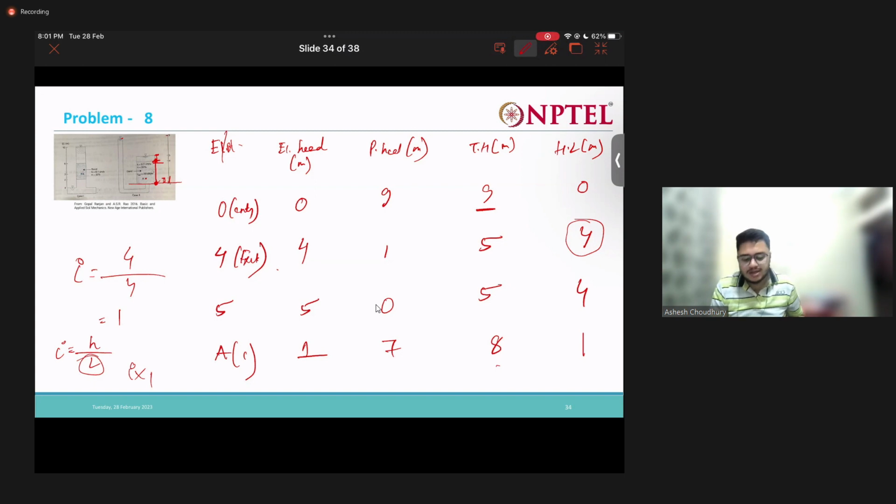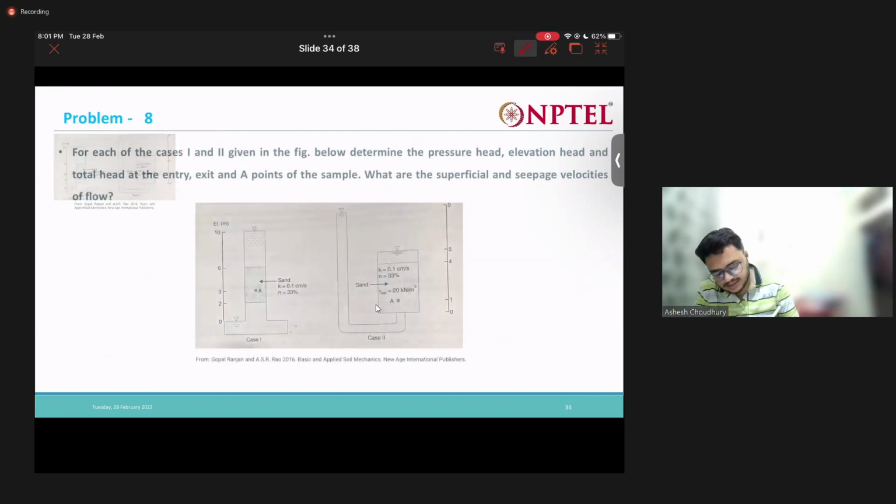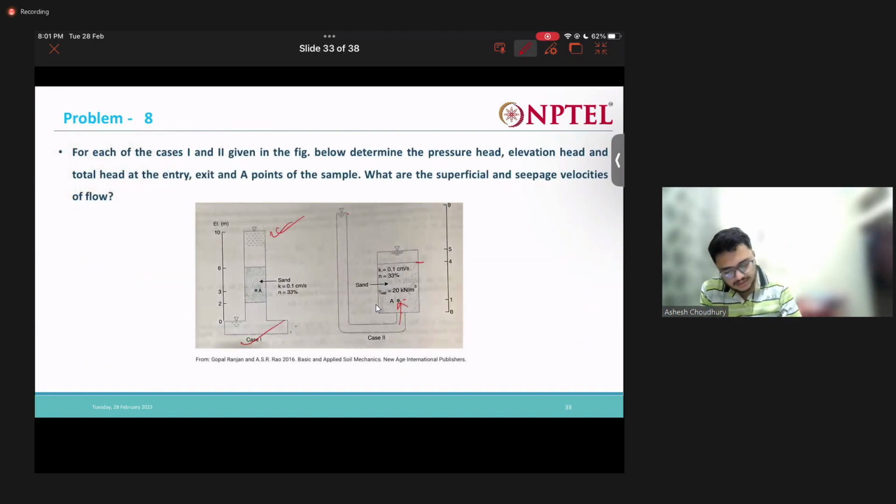So that's how we back calculate the pressure head at a point. From the hydraulic gradient, we get the head loss. From the head loss, we get the total head. From the total head, we get the pressure head. So we are back calculating. Similarly, for this case also I had shown in the last class. Now it is being asked to you, what are the superficial and seepage velocities, right?